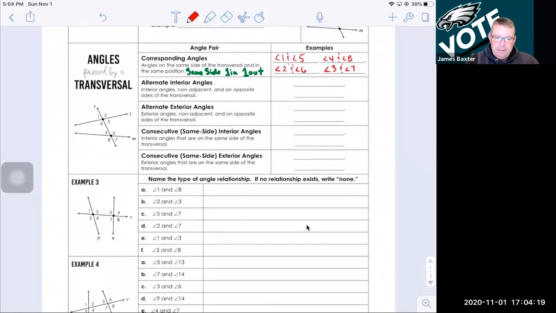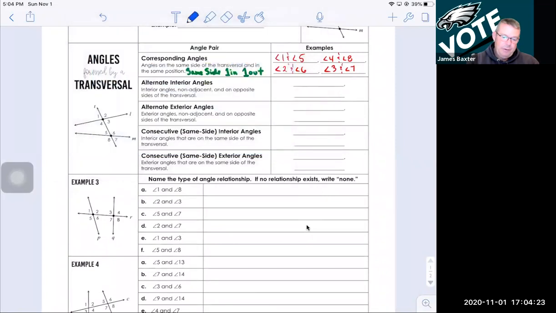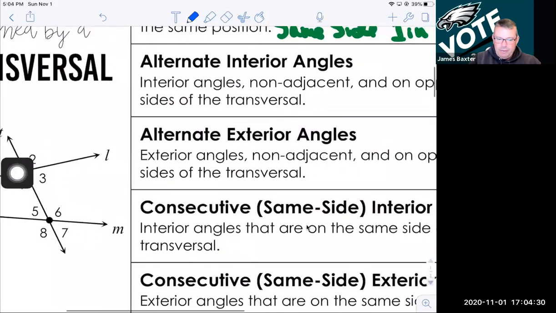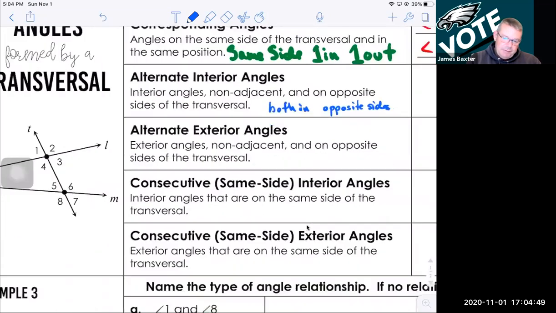We are now going to deal with alternate. I think the next one's interior. Yep, alternate interior. So again, this is the inside. Alternating. So let me read their definition. Alternate interior angles: non-adjacent, so they're not next to each other, and on opposite sides of the transversal. Okay, so both in, opposite sides. So opposite sides of the transversal. So both on the inside.